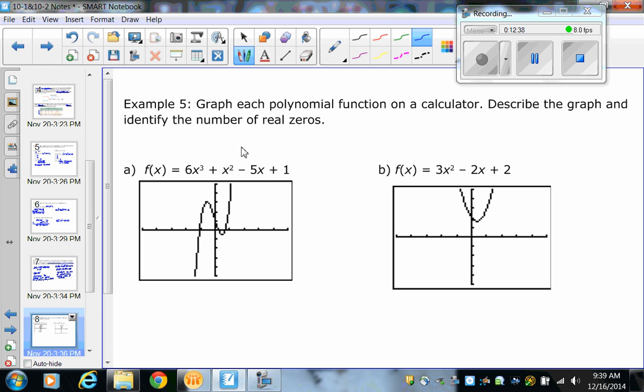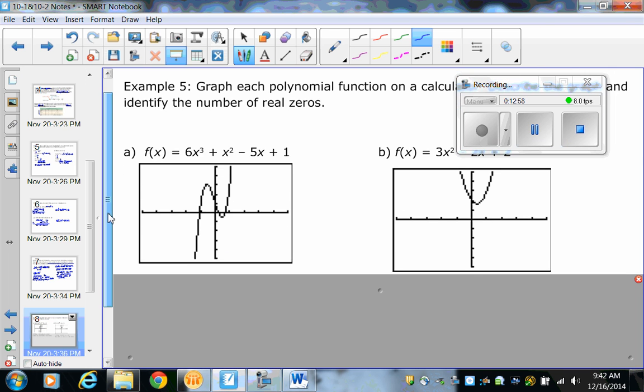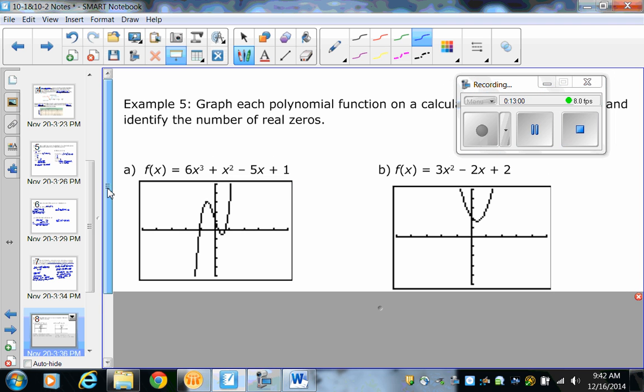Example 5 says to graph each polynomial function on the calculator, describe the graph, and identify the number of real zeros. So what you're going to do is go to y equals, and type in this function exactly like you see it, and then go to your graph. And when you do, you should see something that looks like this. Okay, so once you have it graphed, as far as the description, I just want to know, is it increasing or decreasing?